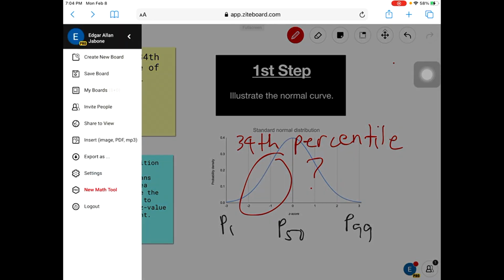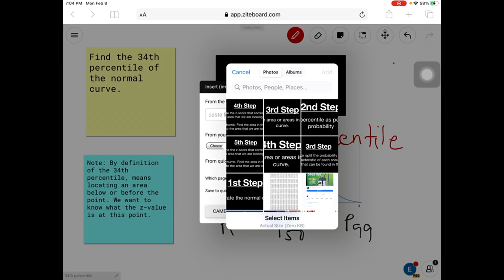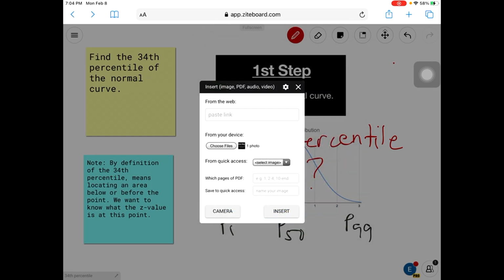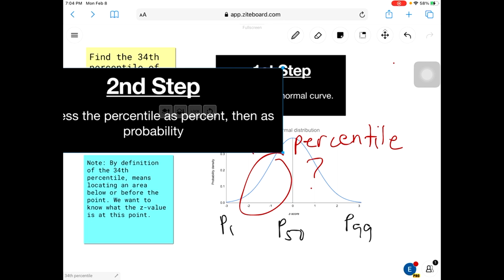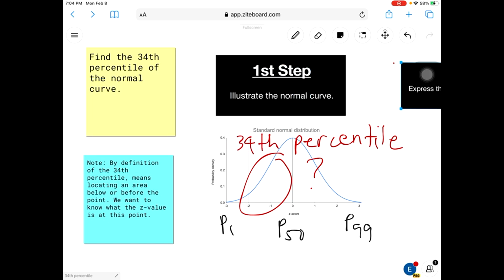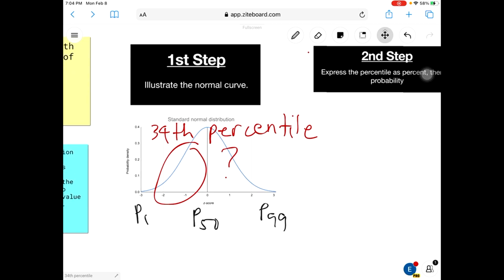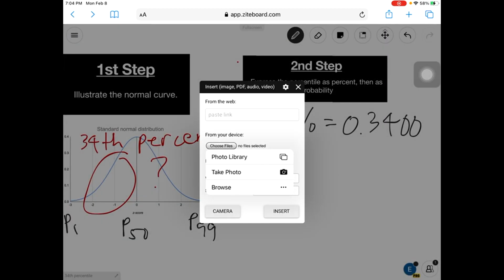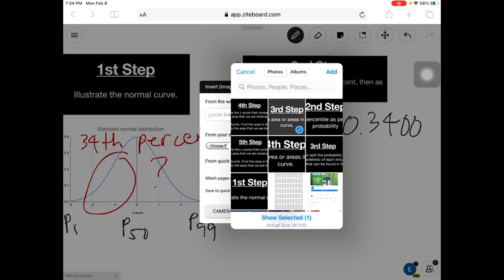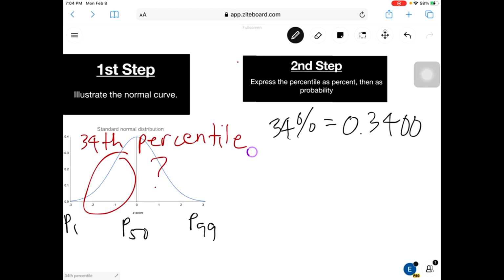The second step is for us to express the percentile as a percent and then as a probability. So let me just move it to the right, and here this is going to be 34%, or in probability, 0.3400.